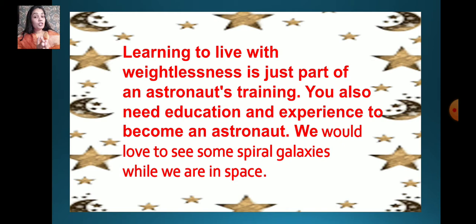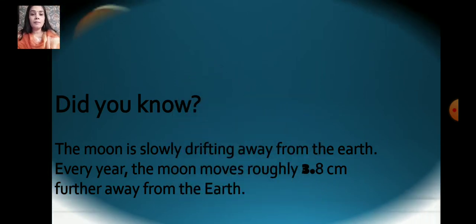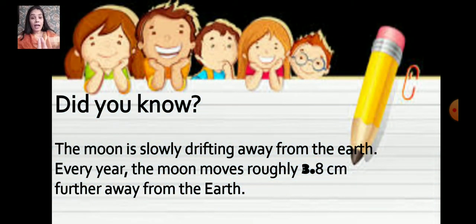If you reach space, we can see many stars, spiral galaxies, and the moon, and you can feel very light when you move in space. Okay, so these are the things we can experience in space. Now, did you know some of the facts? The moon is slowly drifting away from the earth. It means it is moving far away from the earth.